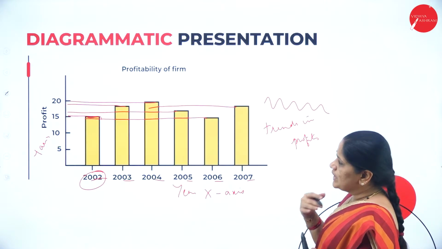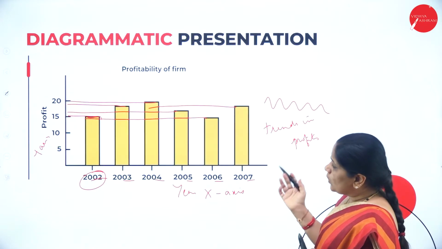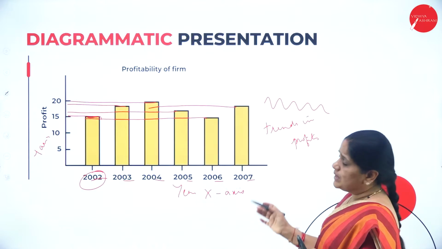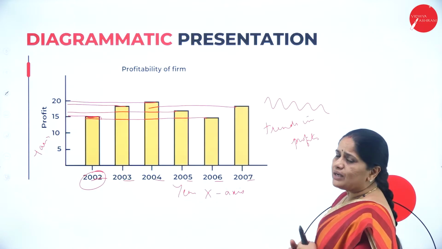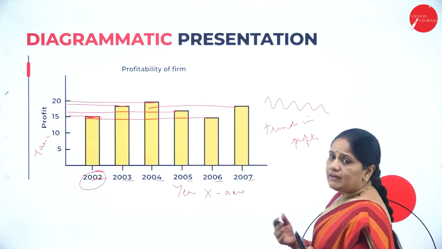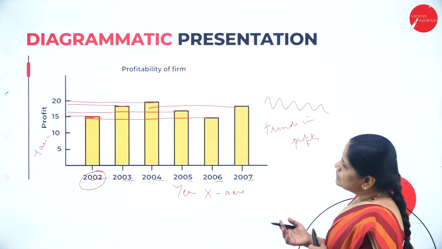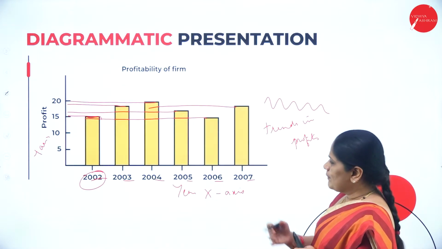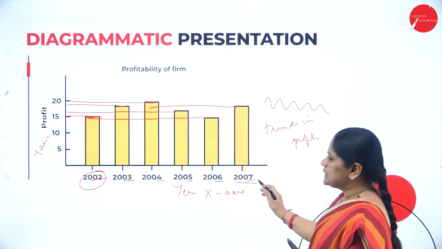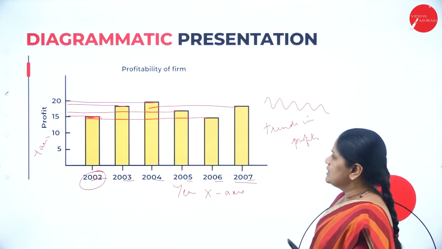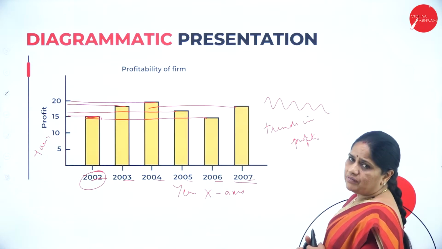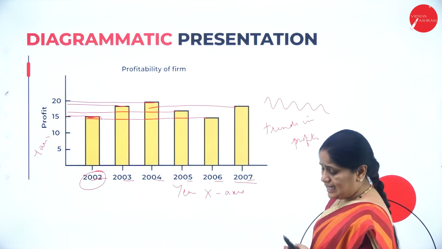So this is something we have observed only with the help of a diagram. It is more clear to anybody who can see this diagram. He will be able to understand how the business is performing from the year 2002 to 2007. Over the 5 years, there is no stability in profits, but still there are profits.